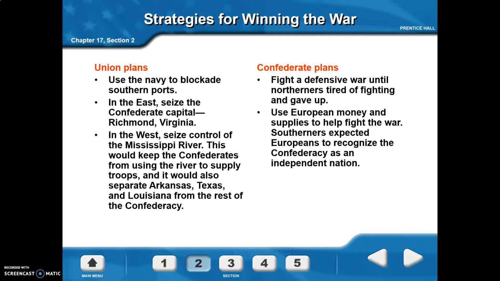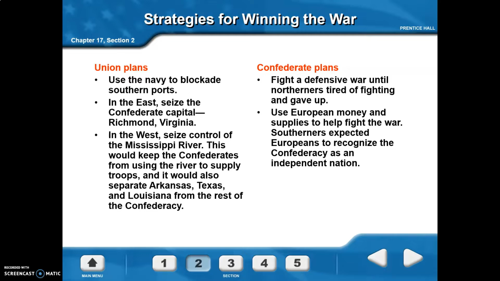And again, an advantage of the Union is they have ships and a strong navy compared to the South. Also, in the east, they wanted to take over the Confederate capital, which was located in Richmond, Virginia. They thought that was key. If they could take Richmond, they would win the war because that was the capital of the Confederacy.